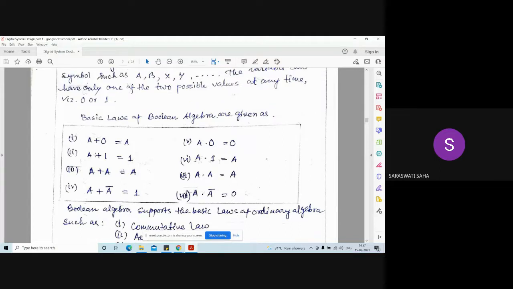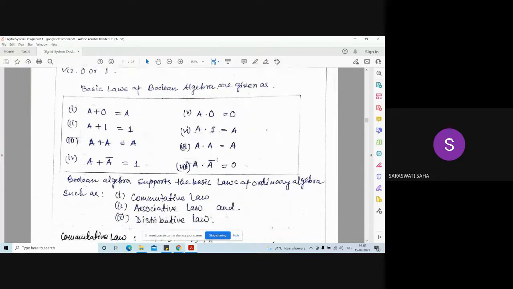Here, these are OR laws. These are valid for OR operations. And this side, that is from 5 to 8, valid for AND operations. Okay. So, if we OR any variable, A, B, C, D, X, Y, Z, any variable with 0, what will be the result? A. Because output depends only on A. Check if A is 0, then 0 plus 0 gives us 0. If A is 1, then 1 plus 0 gives us 1. So actually output is equal to A.